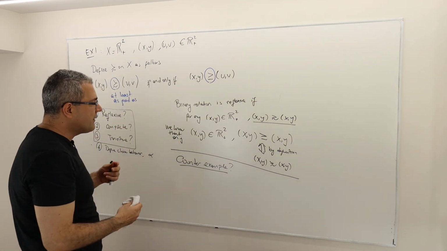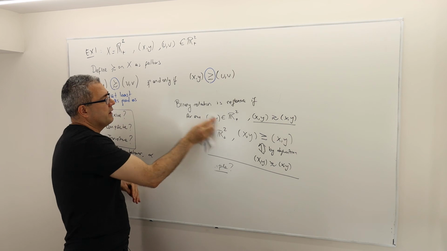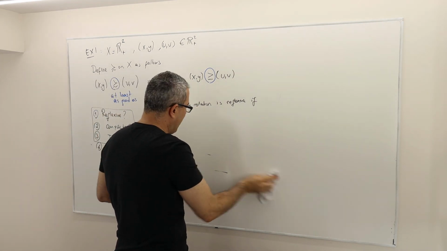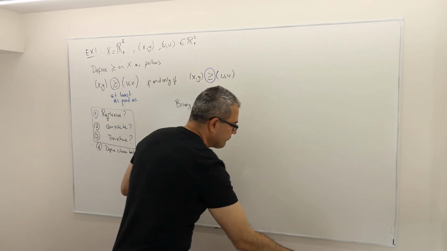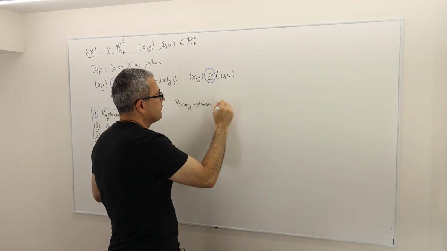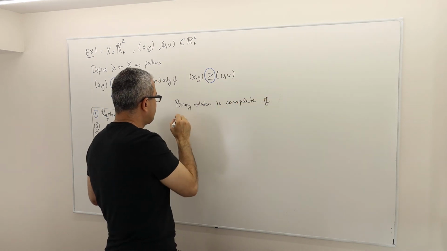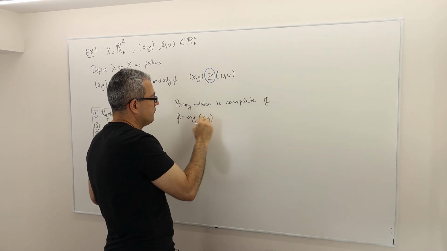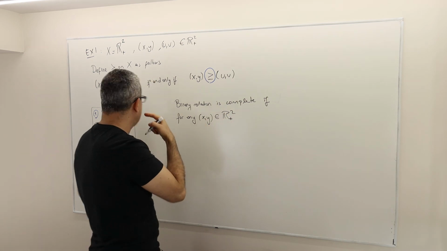All right, so the next is then completeness. Is this binary relation complete? What do you think? Anybody? Do you have any hunch? Okay, you guys are quiet today.